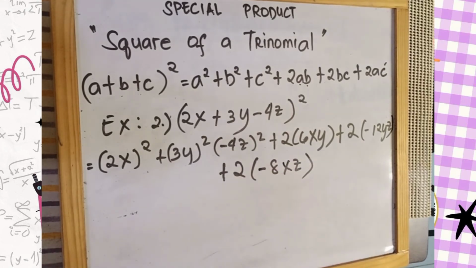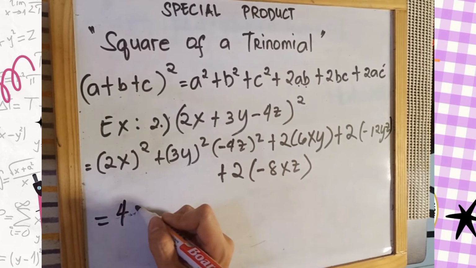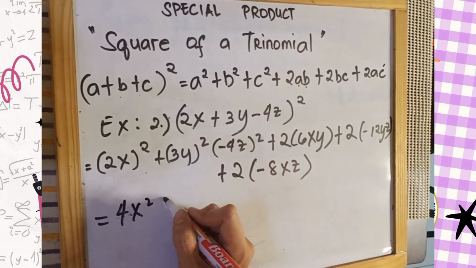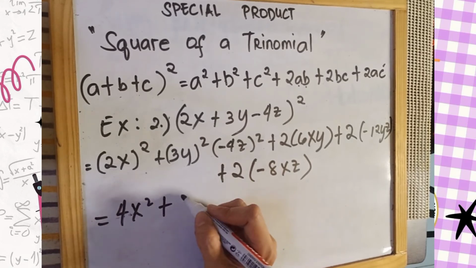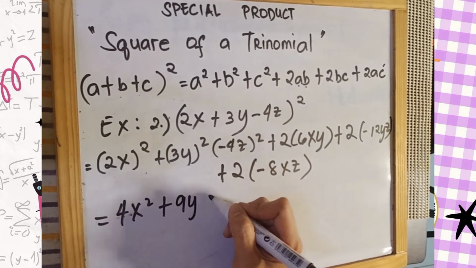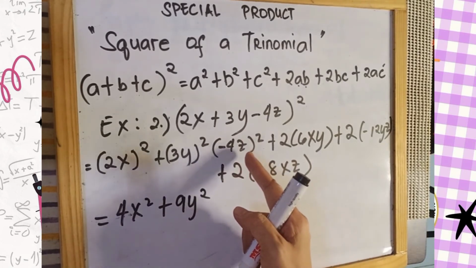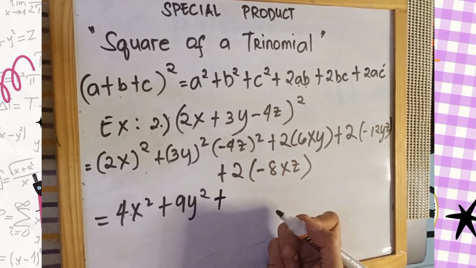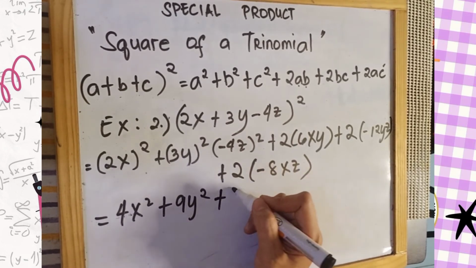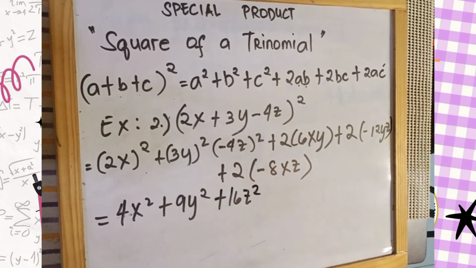Okay? So, let's now simplify our answer. So, (2x) squared, that is 4x squared plus (3y) squared. So, that is 3 times 3 is 9y squared. And then, (negative 4z) squared. Negative times negative, so magiging positive na yung sign natin. 4 squared is 16. So, 16z squared.